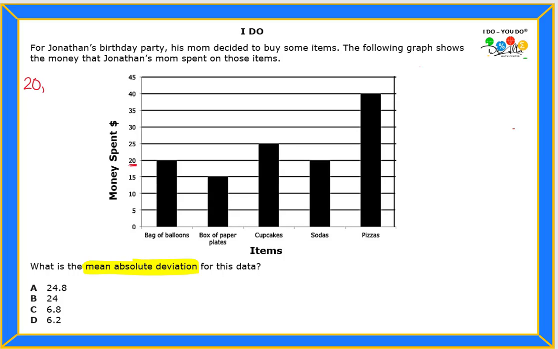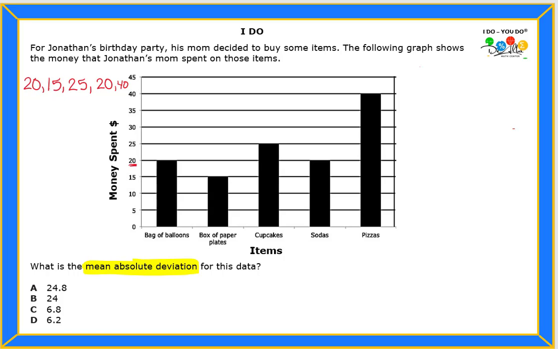Is that right? What about the box of paper plates? That's a 15. Very good. What about the cupcakes? 25. What about the sodas? $20. And the pizza, she spent $40 on pizza. It kind of makes sense, right? More money for the actual meal. Okay, so those are the numbers that you guys are going to use to find the mean absolute deviation.